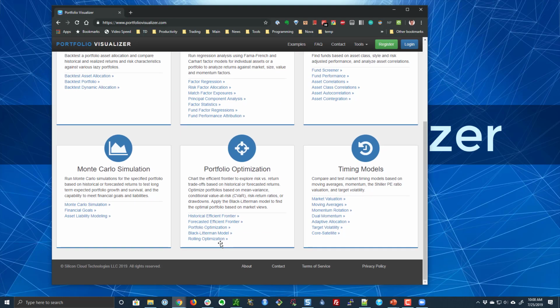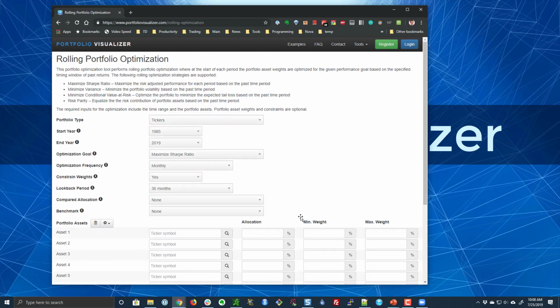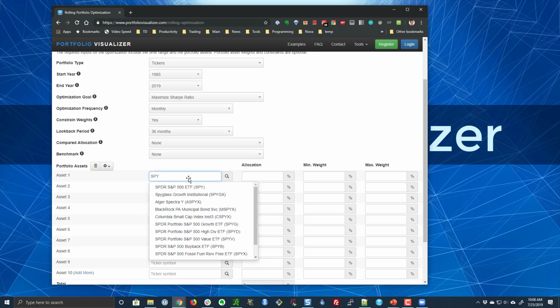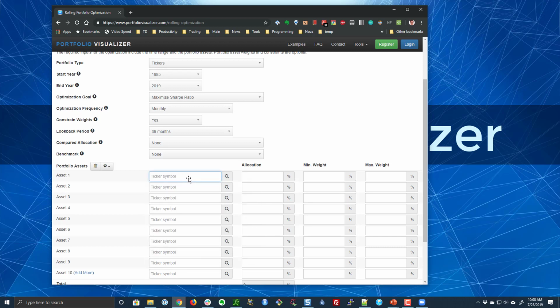Example 2, we're going to look at down here, something called rolling optimization. So I could basically use something like SPY here and something like TLT for bonds, right? But to give you an example of that, I'm going to replace this with the Vanguard equivalent so that we can go back further in time.